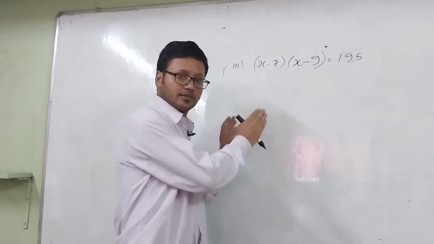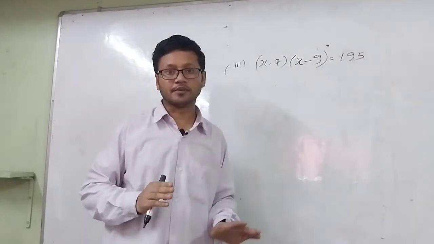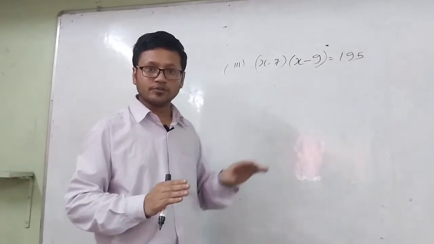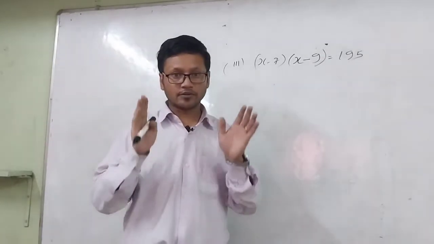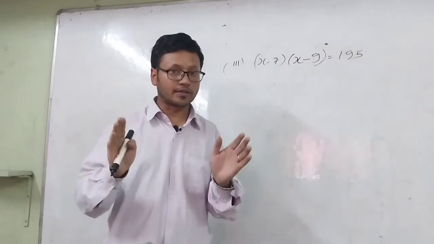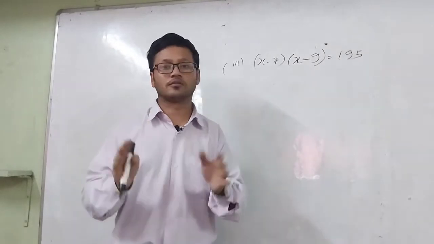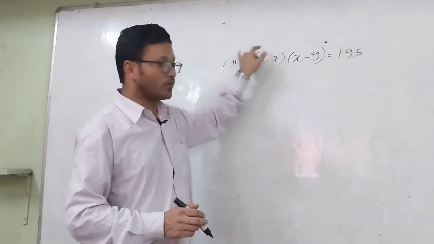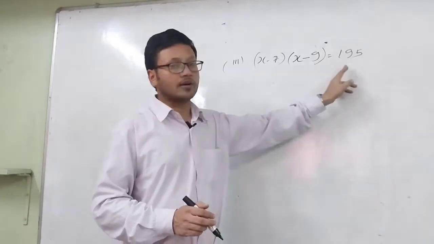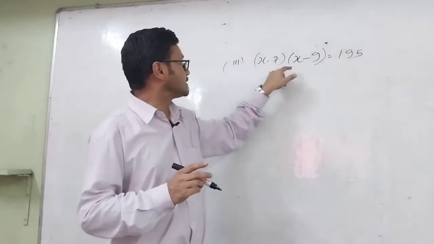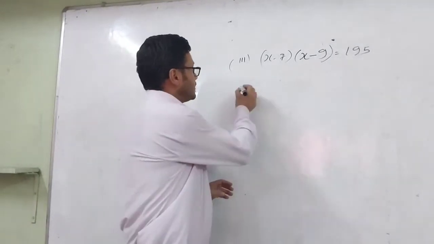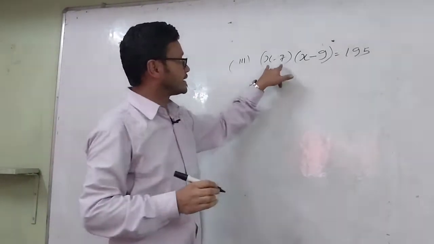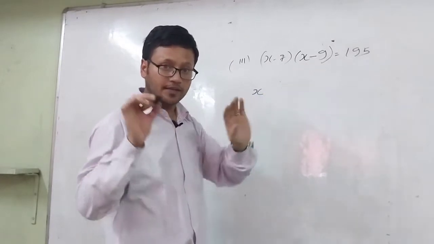Similarly, this question is not similar to the previous one. We cannot use the formula directly. First of all I want to explain the concept, how to solve this question. (x minus 7)(x minus 9) equals 195. Whenever the question is like this, you need to multiply. That means first we have to break this number. That is a very simple method.